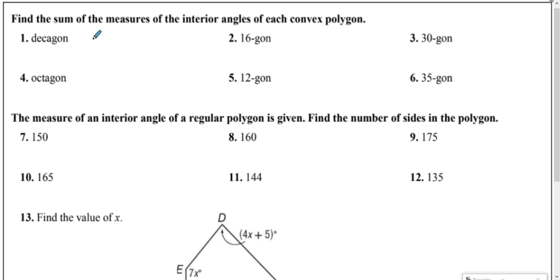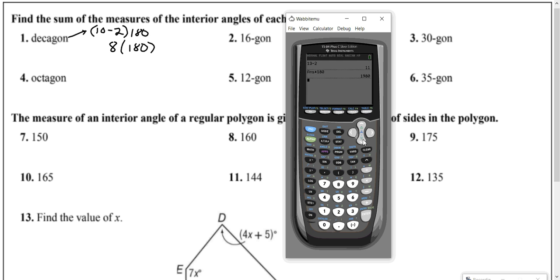Decagon is a 10-sided object. So if I was going to do this problem, I'd do 10 minus 2 times 180. 10 minus 2 is 8. 8 times 180. Grab my calculator. I'm not going to try to do that in my head. I think it is 1440. Let me grab my calculator. 8 times 180. 1440.